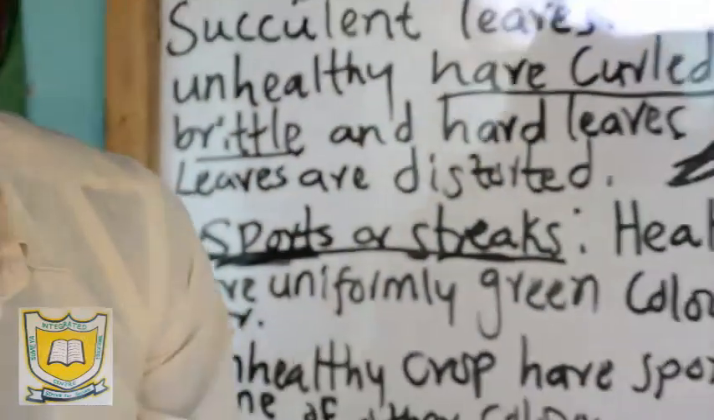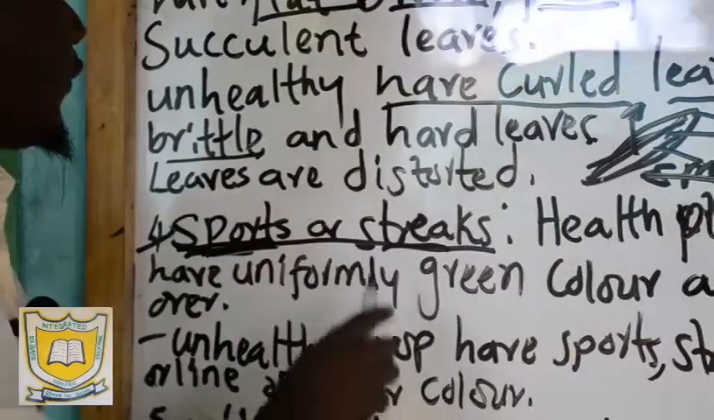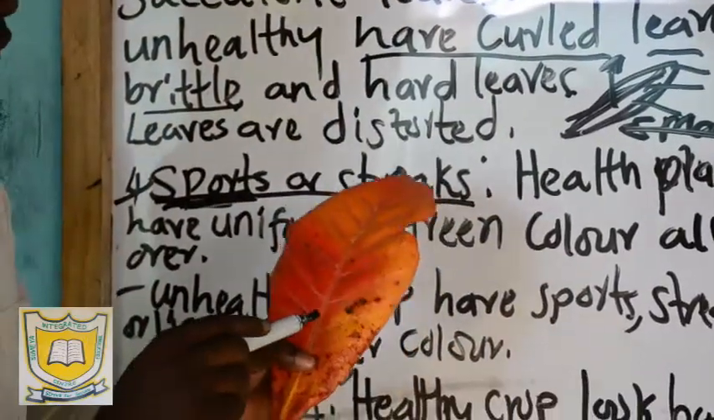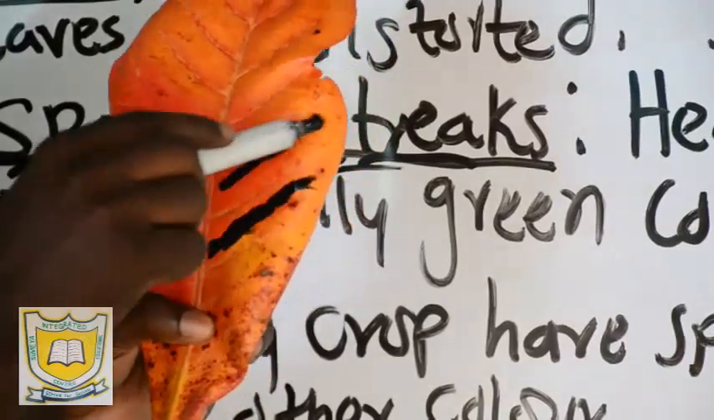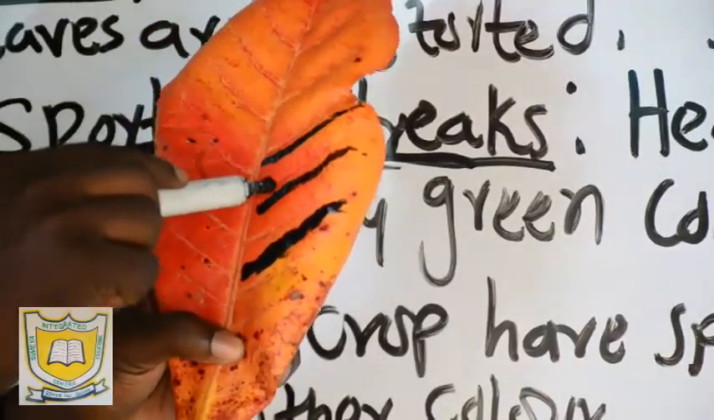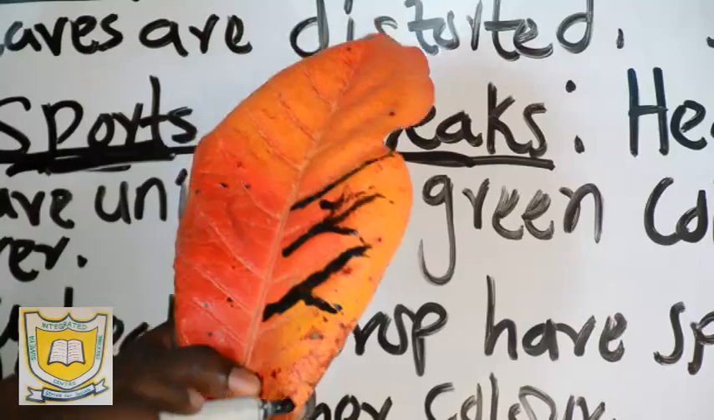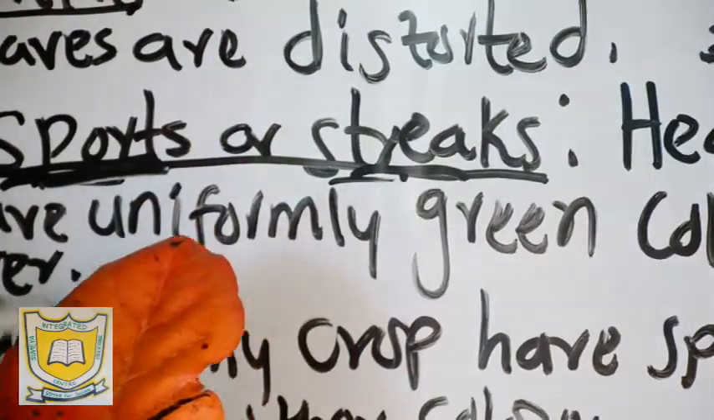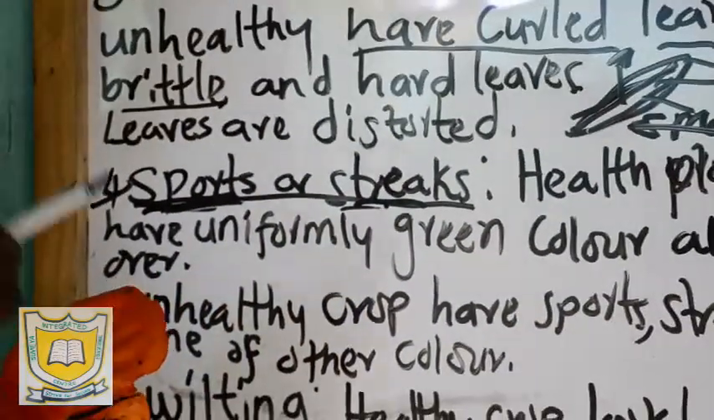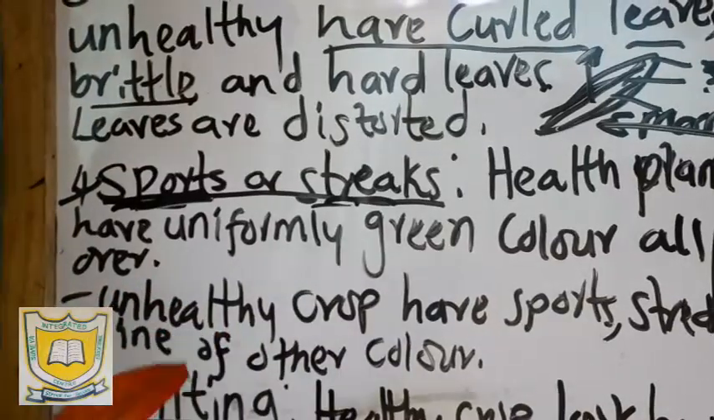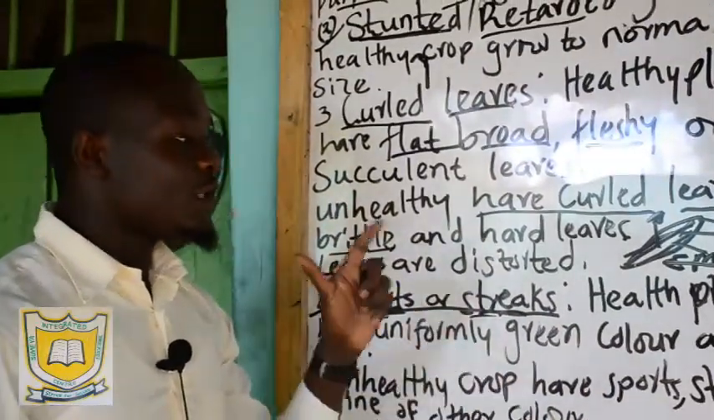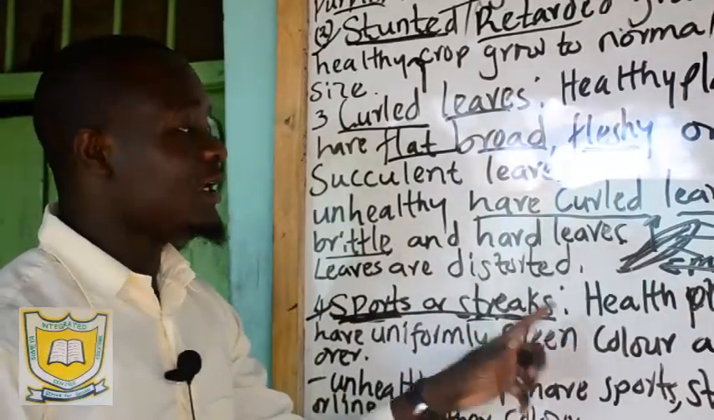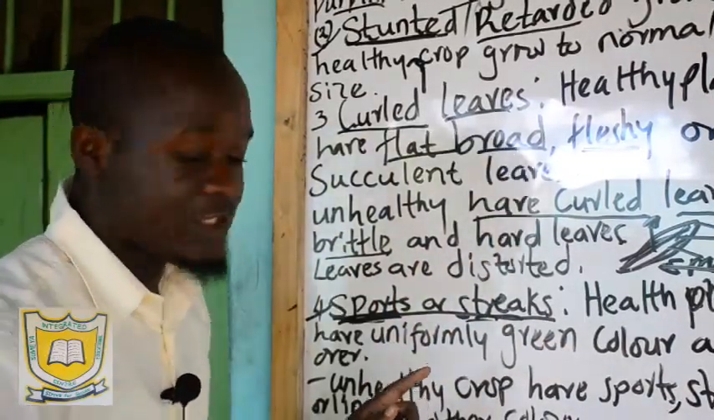But when you talk of the streaks, this one here, you may find that it has some stripes. Maybe this one is black, this one is green, this one is yellow. Those stripes that are different in color mean that the plant is unhealthy. We expect a healthy plant to have a pure green color, or if it is non-green, we expect it to have one specific color of that crop.